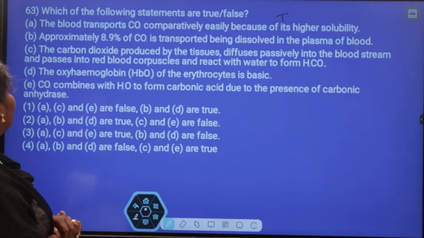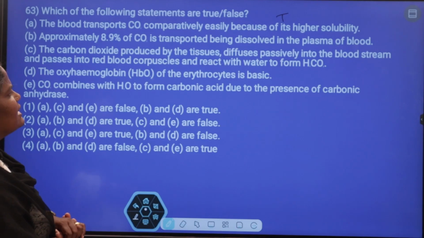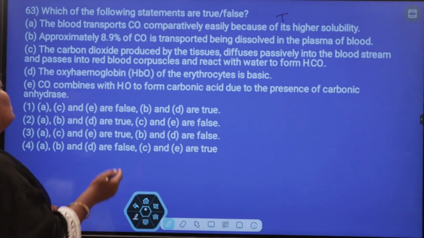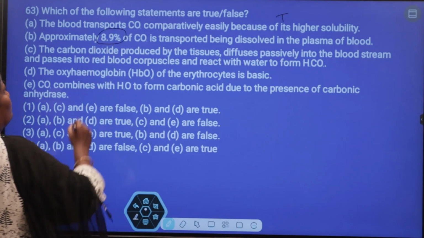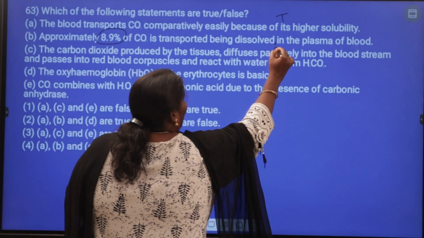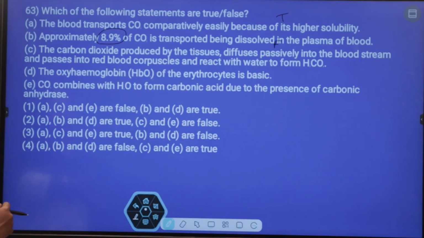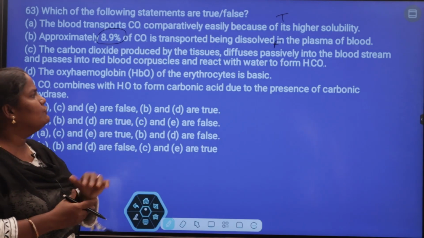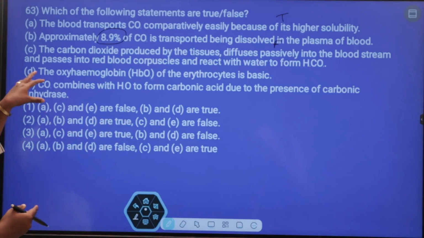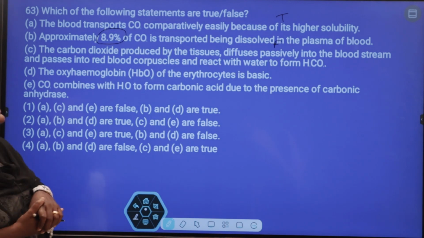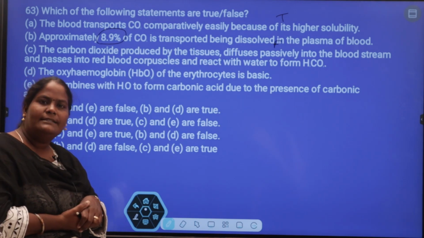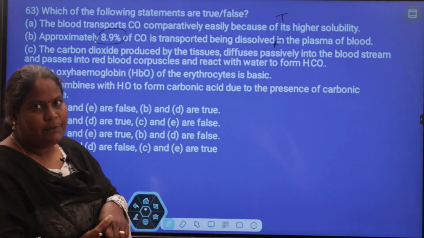Approximately 8.9% of CO2 is transported dissolved in plasma. No, the value here is wrong, so the statement is false. Third one: the carbon dioxide produced by the tissues diffuses passively into the bloodstream, passes into the red blood corpuscles and reacts with water to form HCO3. Yes, of course, the statement is true.